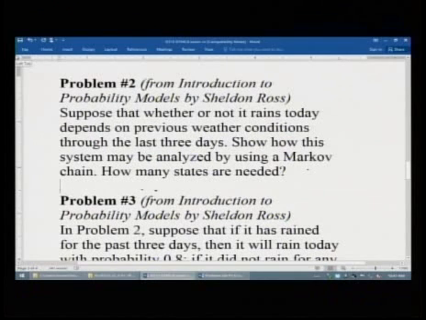So in these two problems, we assume that there are only two different weather conditions each day, right? Rain or not rain. Okay. So how many states are needed? How did you define the state of system?